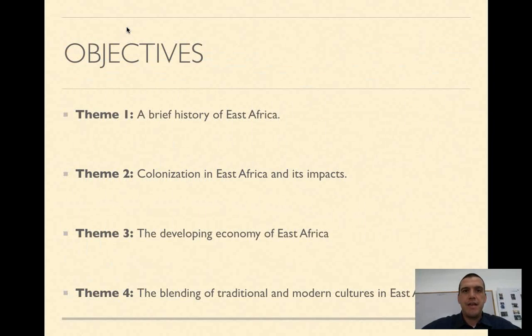And here's the plan. It's probably going to be the same old boring stuff here. We'll have 4 themes. Theme 1, we're going to talk a very brief history of East Africa. Very brief. Theme 2, we'll go over the colonial era in East Africa and its impacts. Theme 3, we'll talk about the economy. And Theme 4, some of the cultures that you see in East Africa. So this is the plan of action for the lesson.